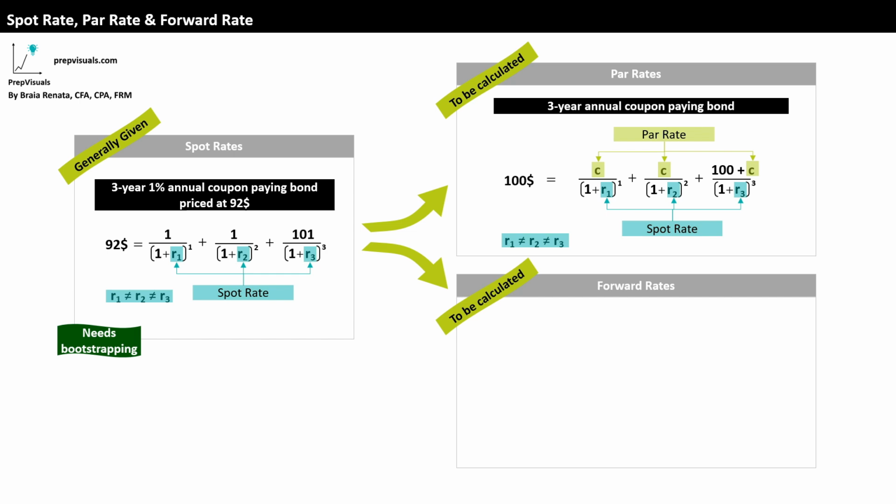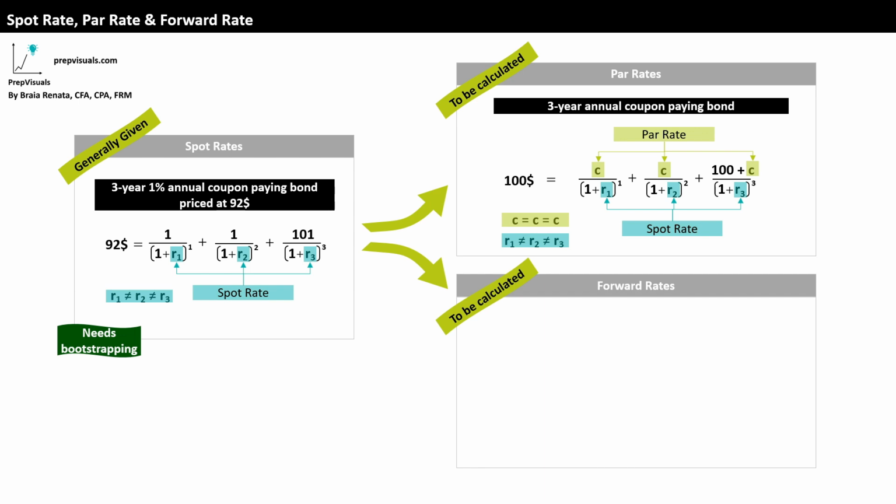And if we have the spot rates given, which is most of the time the case, we can easily calculate the par rate because, as you can see, we basically have a one equation, one unknown relation. And unlike the spot rate, the par rate is a constant across all time periods.